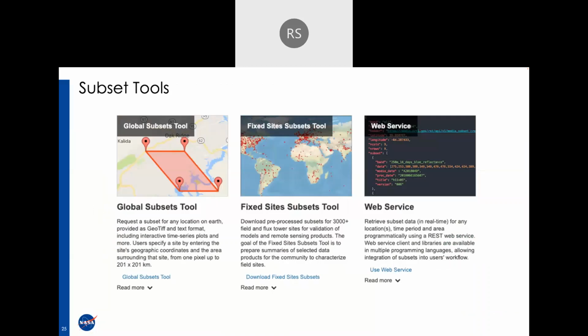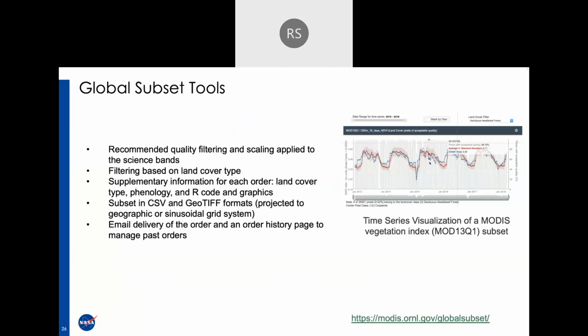As Bruce pointed out earlier in the overview, the subset tools are a set of 3 integrated tools: the global subset tool, the fixed site tool, and the web service or application programming interface, API. I'll now go into each of these tools and demonstrate their capabilities. The first is the global subset tool. It allows you to create a subset for user-defined locations and extent. This relies on email delivery of the order, which means that there is usually a wait period between when the order is submitted and when the order is delivered. The tool is available at the link shown here.